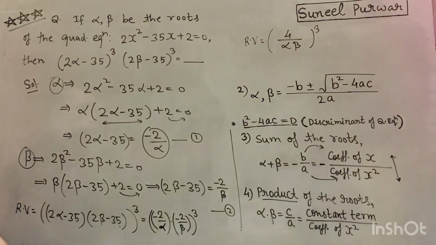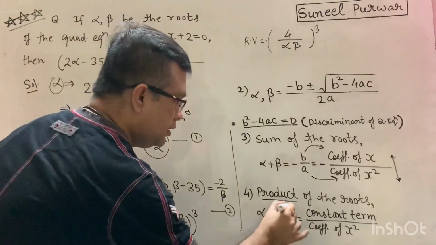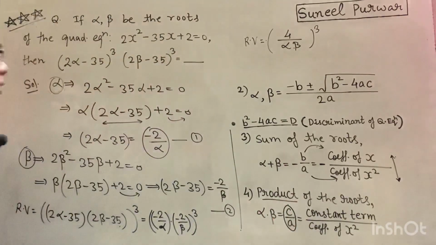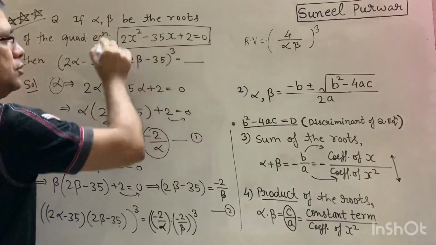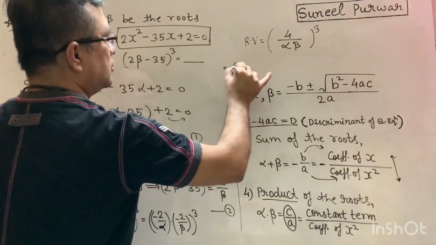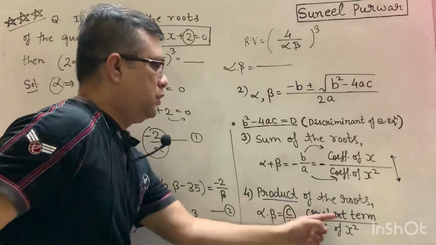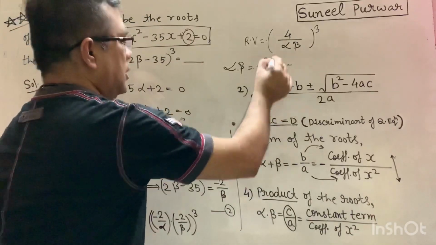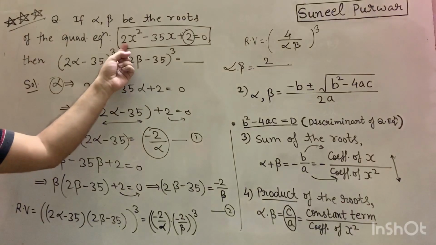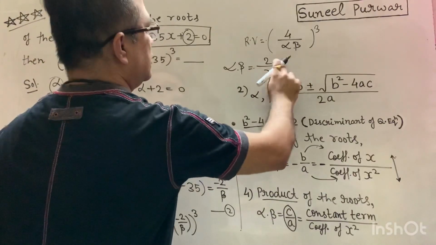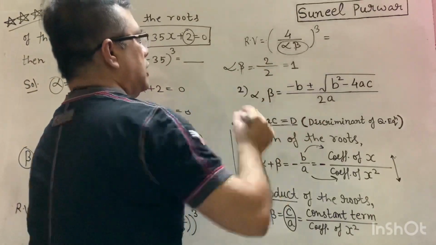That means alpha into beta, the product of the roots, for which what is the formula? C by A. So you see from this quadratic equation, the product of the roots is equal to C by A, the constant term which is 2 divided by the coefficient of x square. What is the coefficient of x square? That is also 2. So this product of the roots alpha beta is 1.